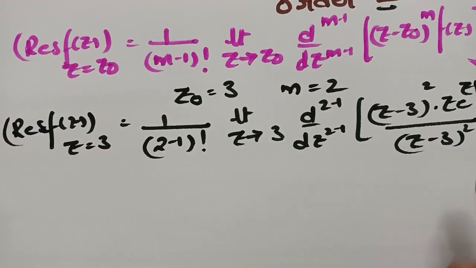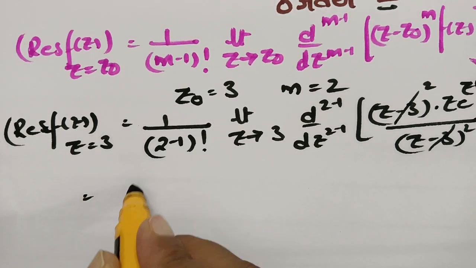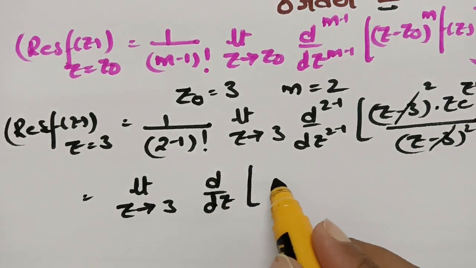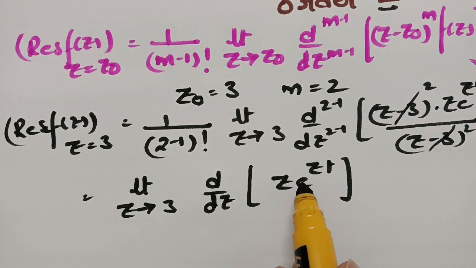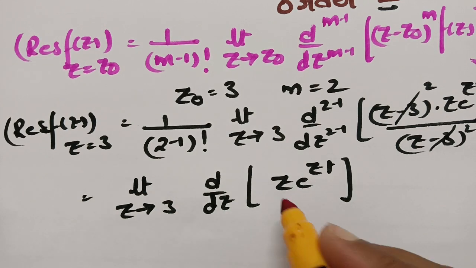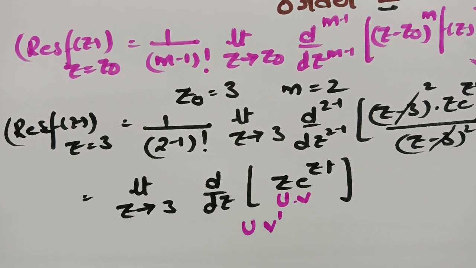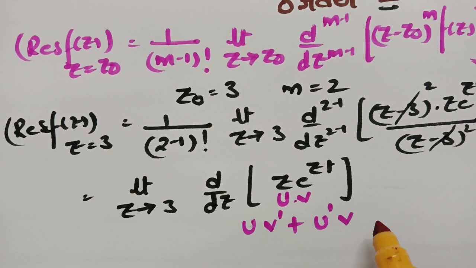Now if I cancel (z-3)^2, then 1/(2-1)! is 1, and we have the limit as z tends to 3 of d/dz of z e^(zt). We have to take the derivative of this function and then substitute z as 3. This is a product of the form u v. For the derivative of u v, we leave u and differentiate v, then leave v and differentiate u, that is u v' + v u'.